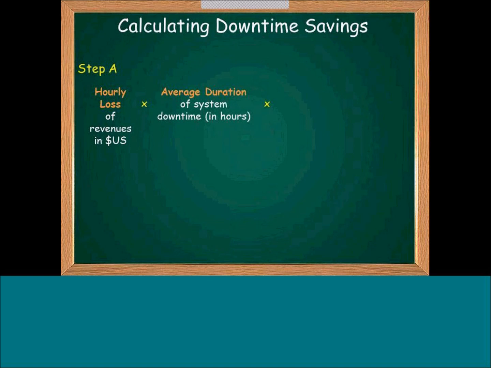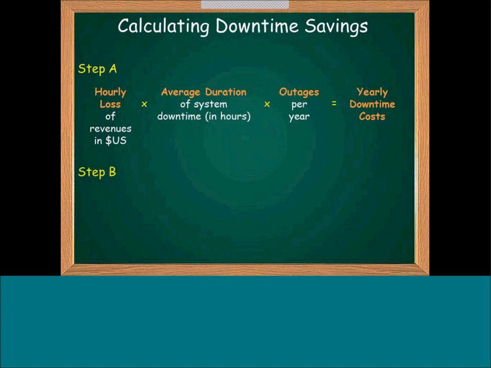Then we multiply that by the average duration of system downtime in hours. This is information that you can typically glean from your ticketing system based on previous incident history, and you just need to try and estimate the average duration of a typical system downtime in your organization. And finally, you multiply that by the number of outages per year. And that yields the first element of our formula, which is yearly downtime costs.